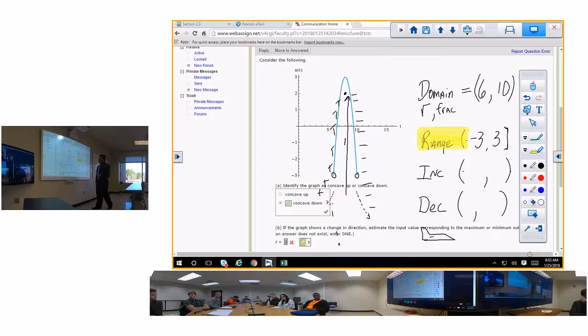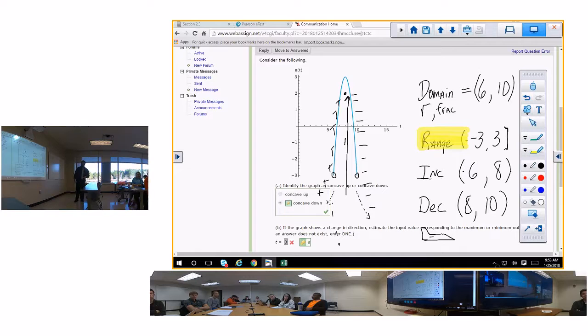Increasing from 6 to, what's that number right here? 5, 6, 7, 8. 6 to 8. And then decreasing from 8 to what? 10? So that's if they put open circles there.